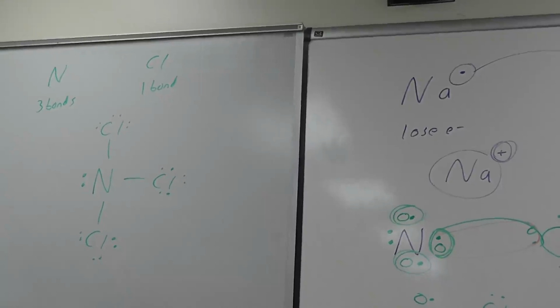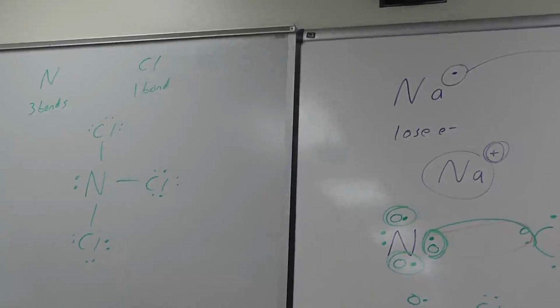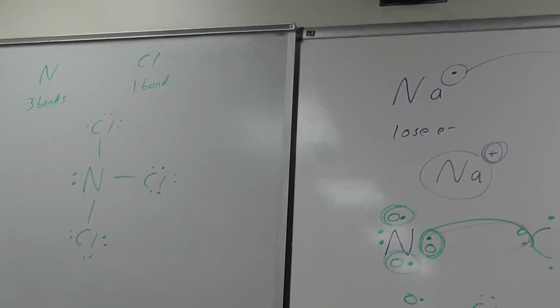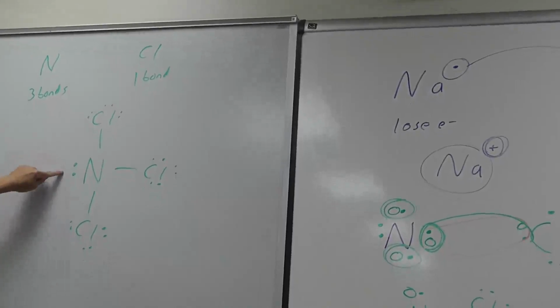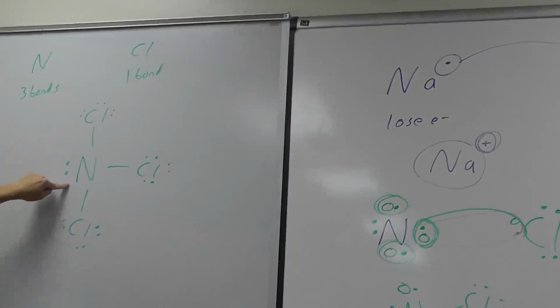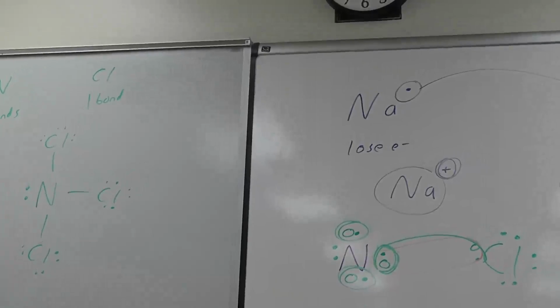Look at the periodic table. Look at nitrogen and chlorine. Which one is more electronegative? Chlorine. So if chlorine is more electronegative, nitrogen is less electronegative. That explains why the nitrogen is here surrounded by the chlorines, right? It's the nitrogen that's in the center. The atom of lowest electronegativity is going to be the central atom.